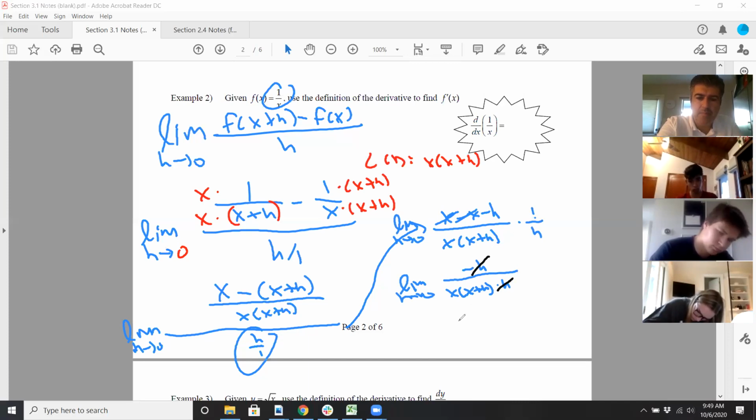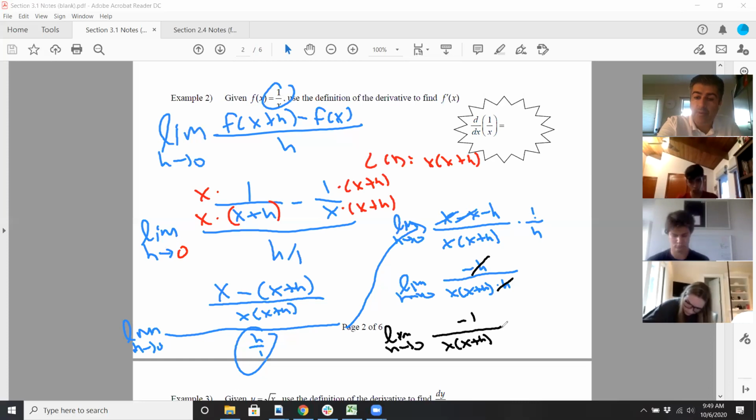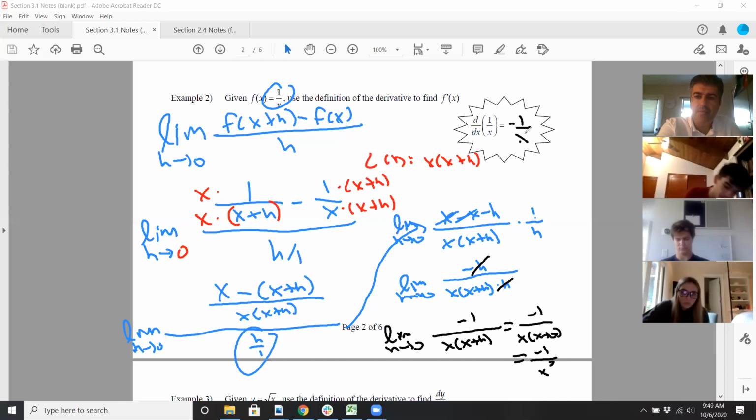So you get negative 1 up top over x times x plus h. The limit as h approaches 0. Now I can substitute 0 for h. Negative 1 over x times x plus 0. That becomes negative 1 over x times x, or x squared. So the derivative of 1 over x is negative 1 over x squared. That's the derivative of 1 over x.